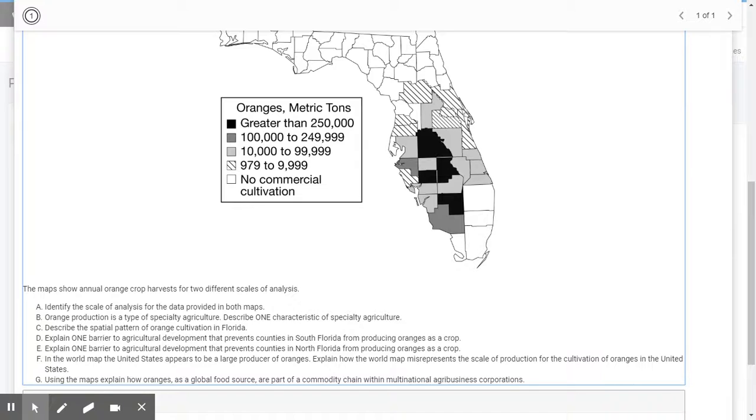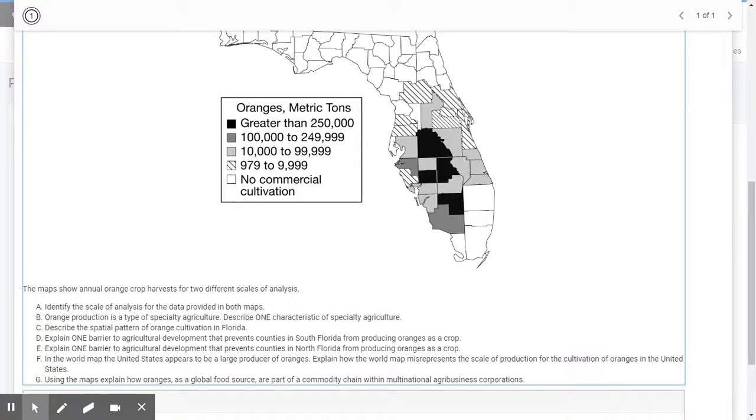Part E, explain a barrier to agricultural development that prevents counties in North Florida from producing oranges. So it's just asking, in North Florida, where there's literally zero orange production or very few, why can't more oranges be produced? Here you could tie it into the climate. It's less humid in the northern part of Florida. You have some colder fall, winter months. You're not going to get snow, but it's going to be colder, which makes the production of oranges far more difficult. If you wanted to tie it into soil conditions or urban development in North Florida, that would work as well. Again, one of them with an explanation. That would get you the point.